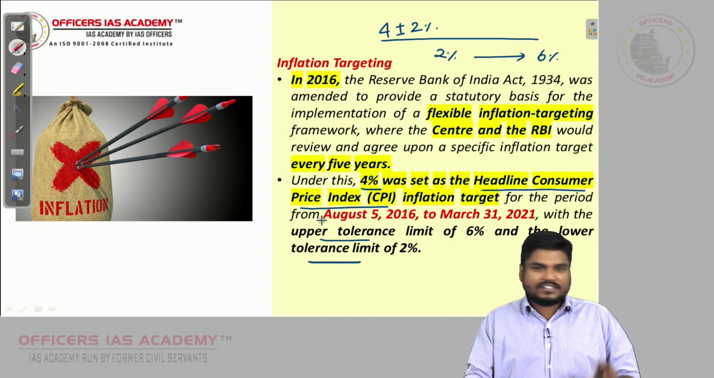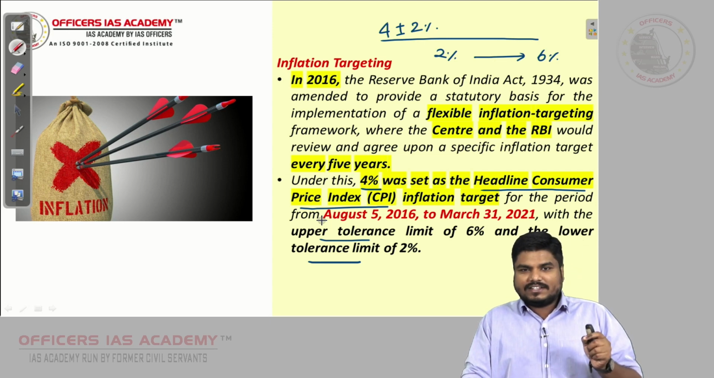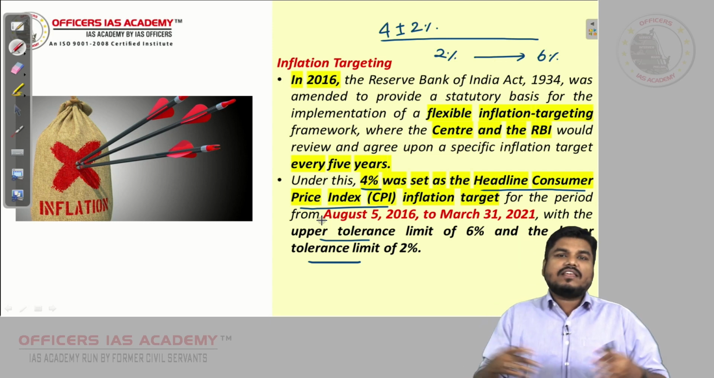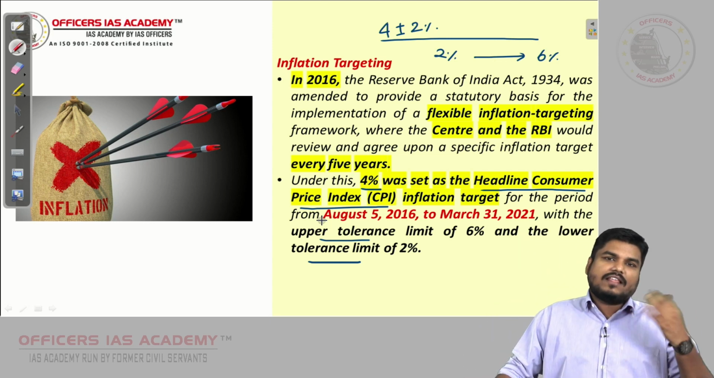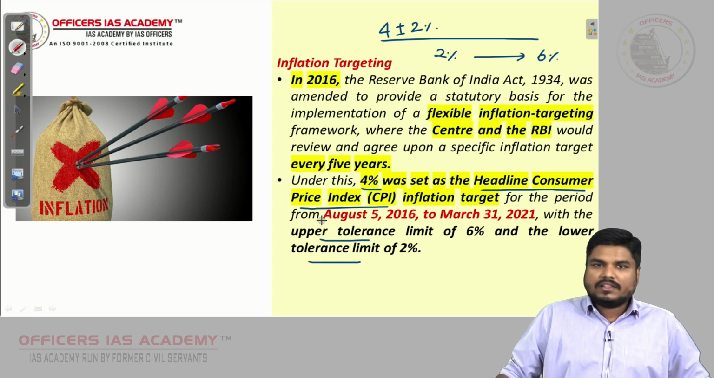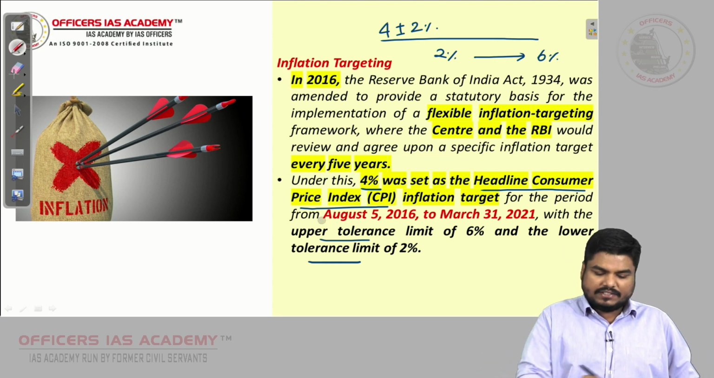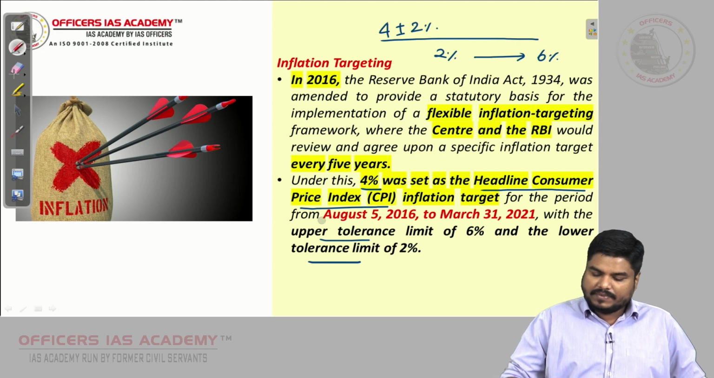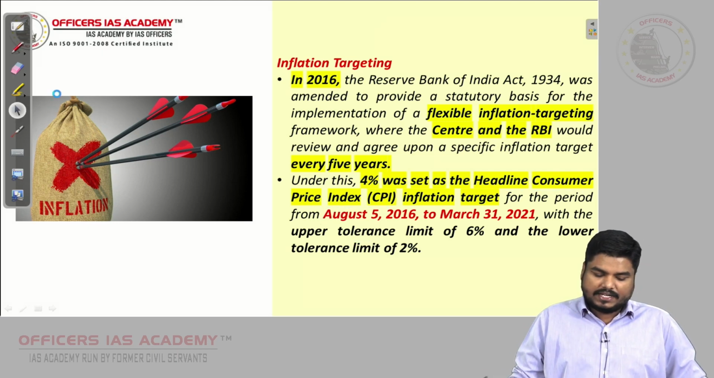Why was it in the news? For several reasons it was in the news. Now, by March 2021, as I said, it has come to an end. So now government and RBI agreed to renew this for another 5 years. For another 5 years, the inflation target limit is going to be one and the same. Right, friends, this is regarding inflation targeting.